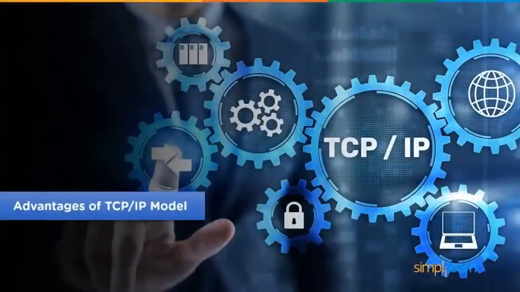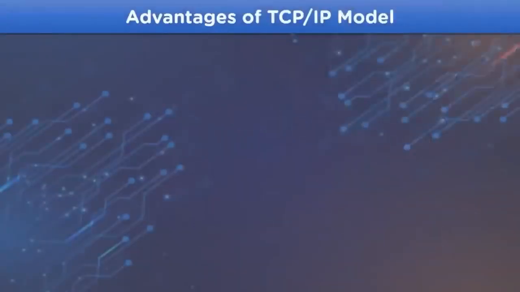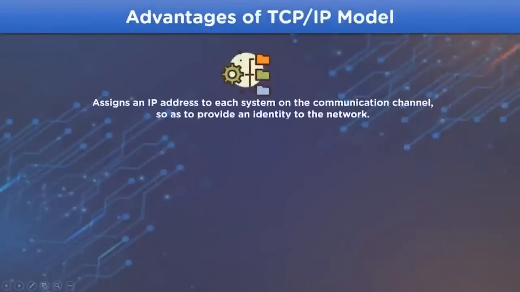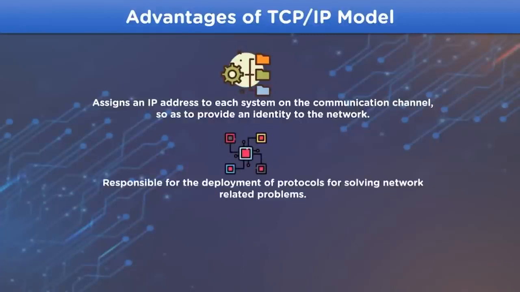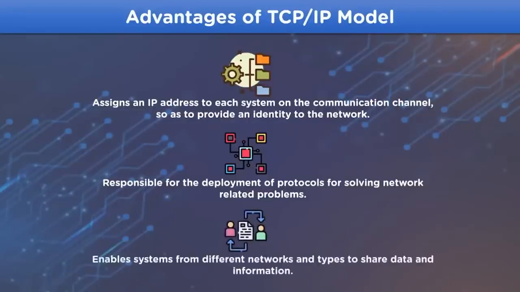Let's move on with the advantages of using the TCP/IP model. The TCP/IP model assigns an IP address to each of the systems available on the network channel so that they can be identified on the internet. They are also responsible for enacting different protocols on the data that is to be transmitted over the communication channel. The TCP/IP model also enables the user and the system to access different formats of data over the communication channel.